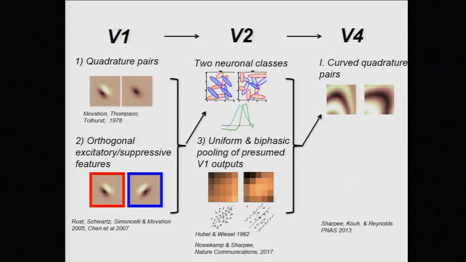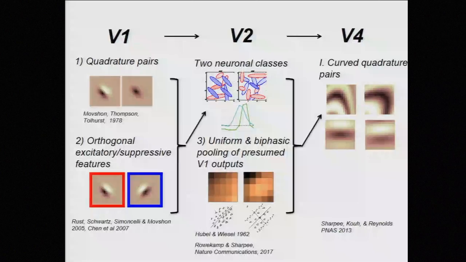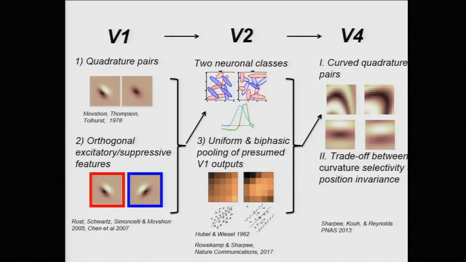And of course, V4 is an even less well understood area than V2. And there are a number of neurons, so that was one V4 neuron. Another V4 neuron is sensitive to almost straight edges. And there was actually a trade-off. I'm just summarizing the findings. And the trade-off such that neurons that are selective for tighter curvatures had less position invariance than neurons that were selective for straight curvatures. And I can understand this computationally.